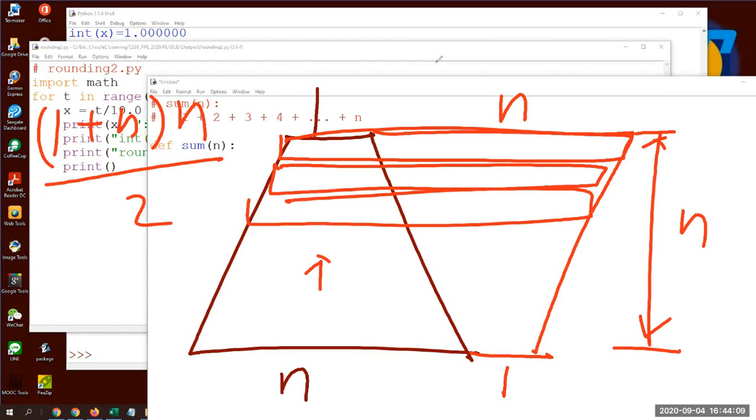Make sense? Because here you have 1, 2, 3. The base would be n, right? So totally the height is n. Make sense? Make sense or not? Yes. So Ethan, does that make sense? Yeah? Okay, good.